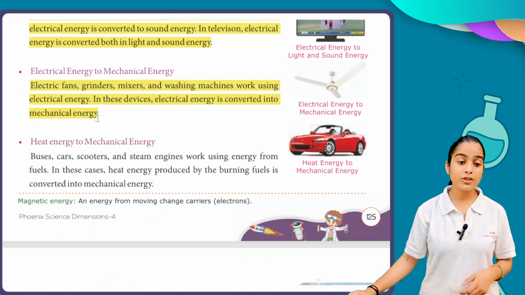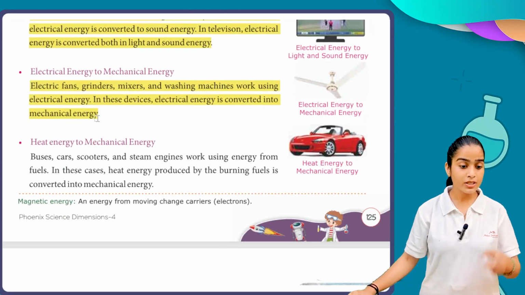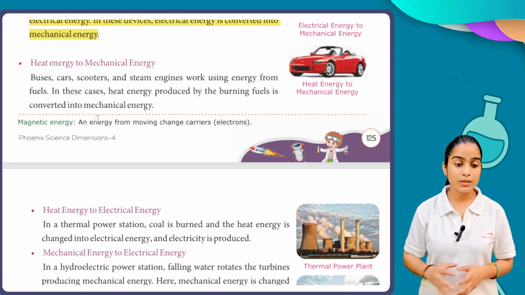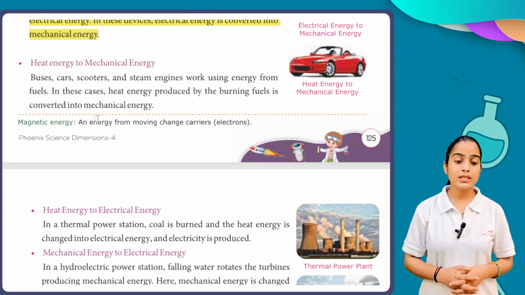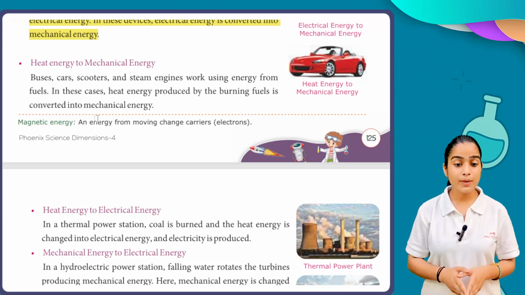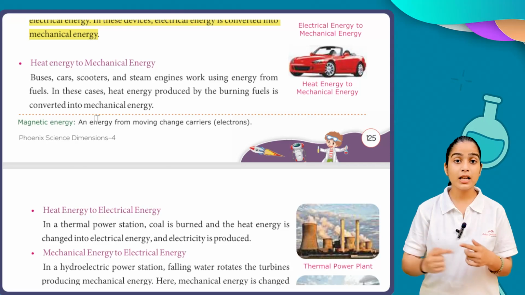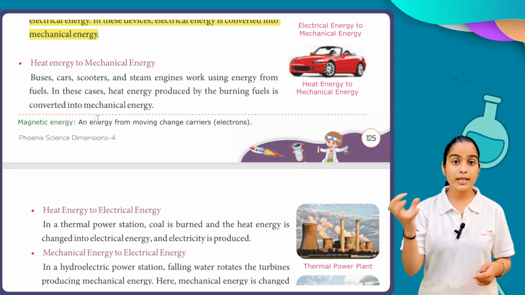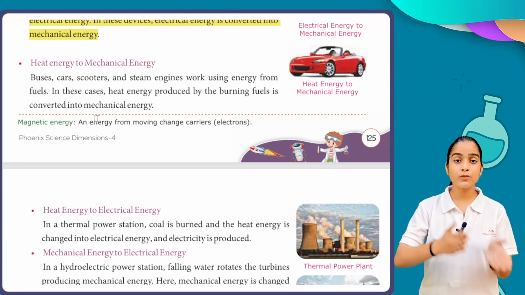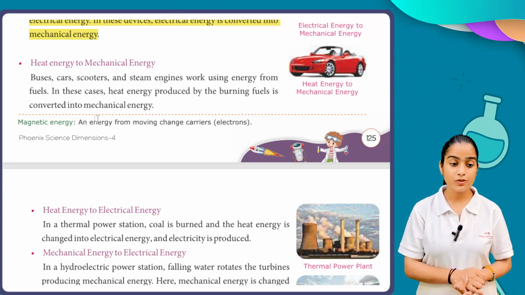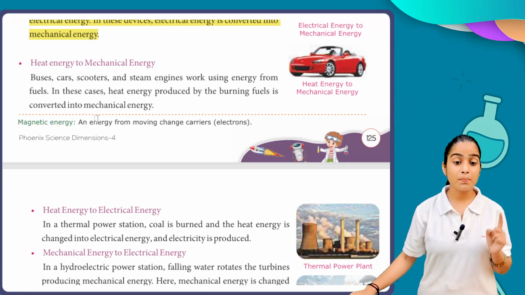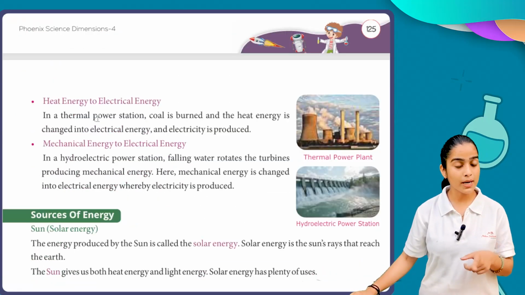Next, we have heat energy to mechanical energy. Buses, cars, scooters and steam engines work using energy from fuels. In these cases, heat energy is converted to mechanical energy. So what we understand here is that buses, cars, scooters and steam engines work with the help of energy from fuels. When we get energy from fuels, it first heats up and then is used as mechanical energy. So in these cases, heat energy produced by the burning fuels is converted into mechanical energy.